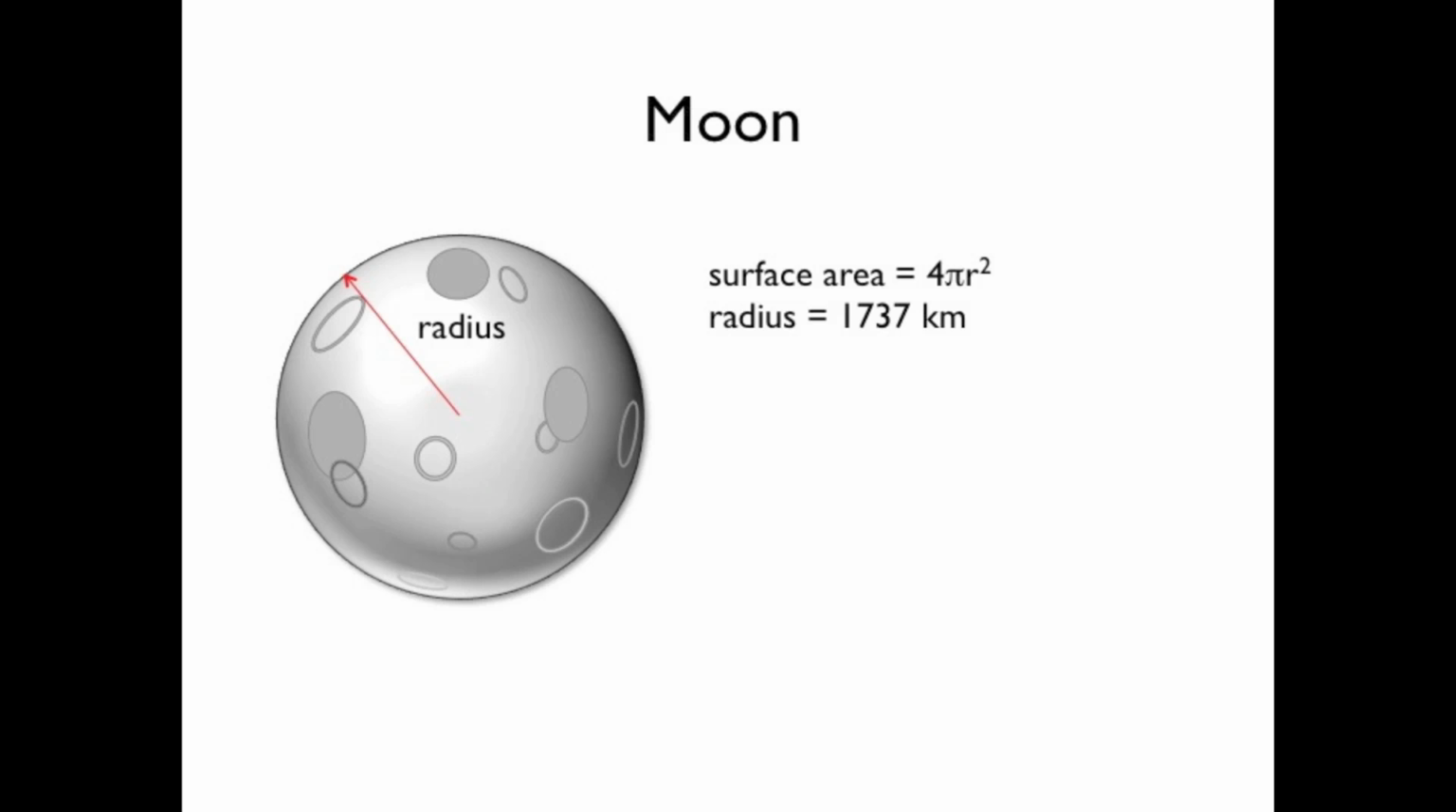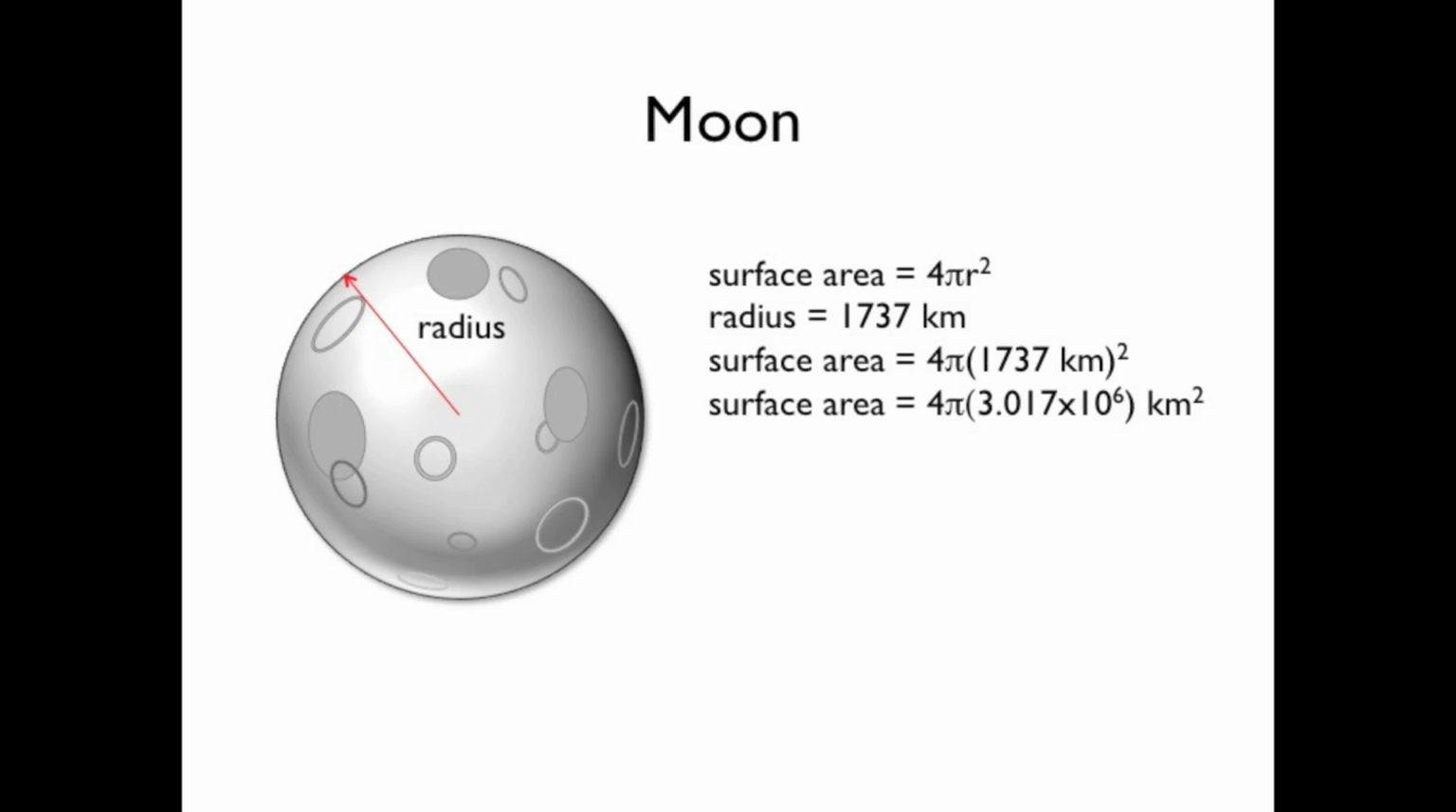The Moon has a radius of 1,737 kilometers. Plug this radius into the equation, and then you can solve for the area. The radius squared is 3.017 times 10 to the 6th kilometers squared. This number times 4 pi is 3.791 times 10 to the 7th kilometers squared. Notice that since the radius had 4 significant figures, the calculated area has been rounded to include only 4 significant figures.